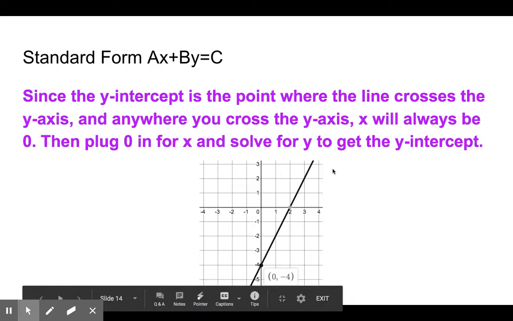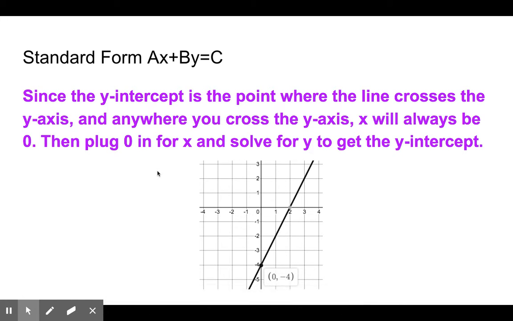All right. The y-intercept is the point where the line crosses the y-axis, and anywhere on the y-axis, the x value is always equal to 0. Where that line crosses, the x value is always 0. So if we plug in 0 for x and solve for y, we can get the y-intercept.